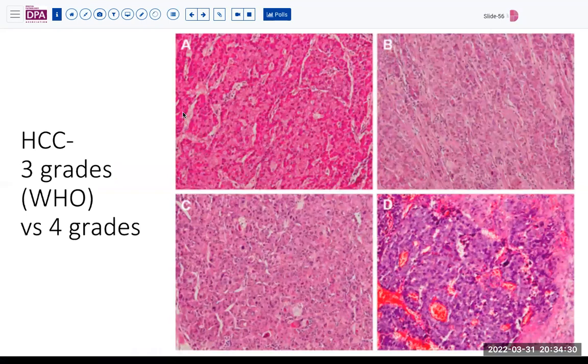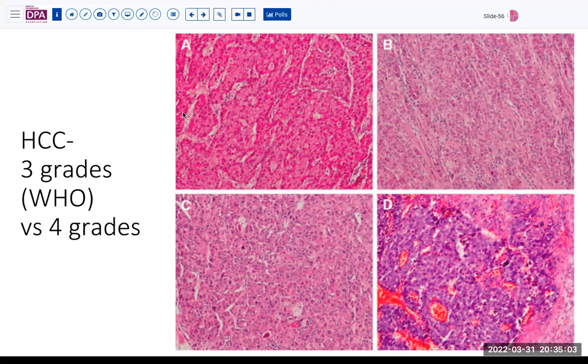Now, the WHO uses 3 grades of tumor, and then many other authors have used 4 grades of tumor, from well to poorly differentiated and so forth, grade 1, 2, 3, and 4. I think in reality, we're quite good with 2 grade systems, and reasonably good with 3, where a lot of things are in the middle.